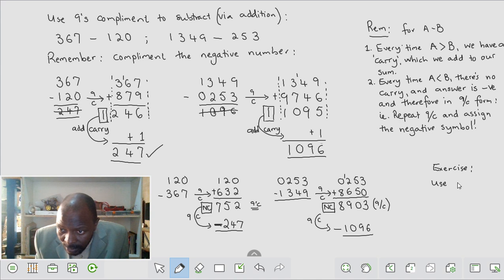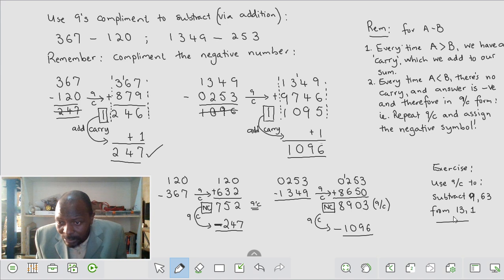Exercise: use 9's complement to subtract. I'll give you one. To subtract 9,63 from 13,1, and then use 9's complement to subtract. I'll just give you this one example.